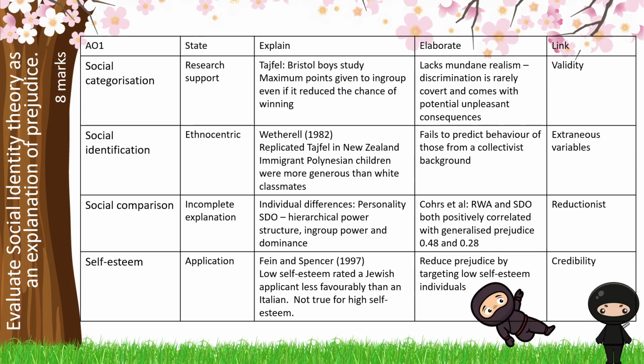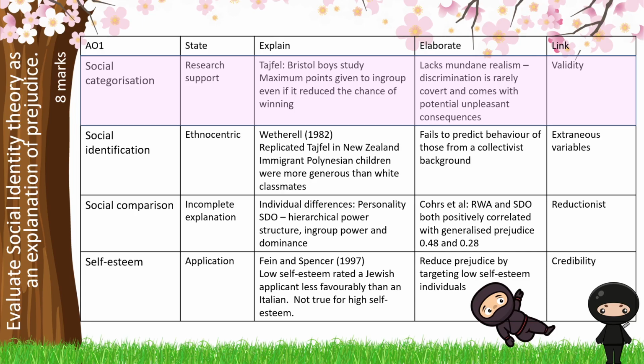So how are we going to put this all together with this 8 marker? Evaluate social identity theory as an explanation of prejudice. Well, we want to ensure that we're interweaving our AO1 and our AO3 in order to maximise those logical chains of reasoning. We're going to explain social categorisation, and then we're going to give our research support from Tajfel, ensuring that we make sure that we give specific findings. We're going to end that with a mini conclusion about validity.